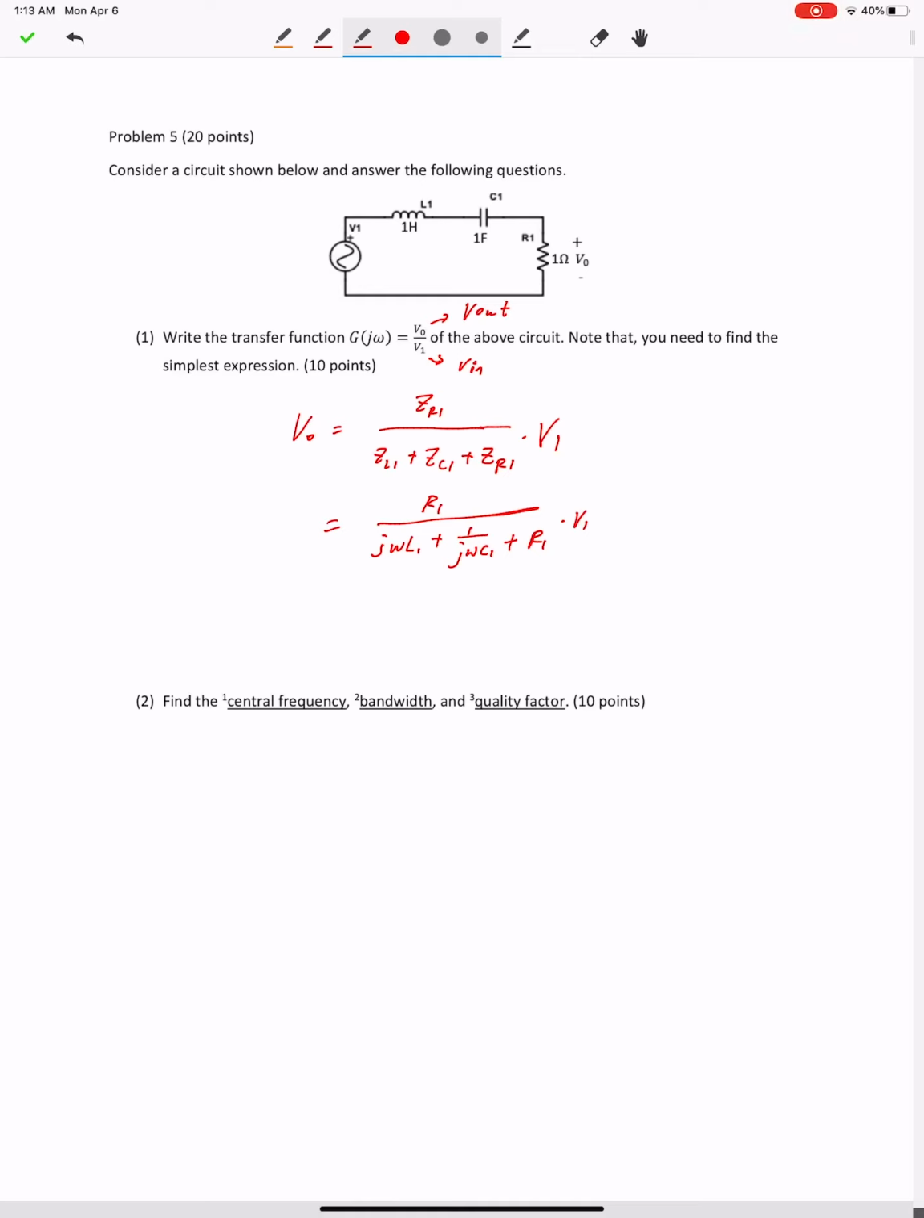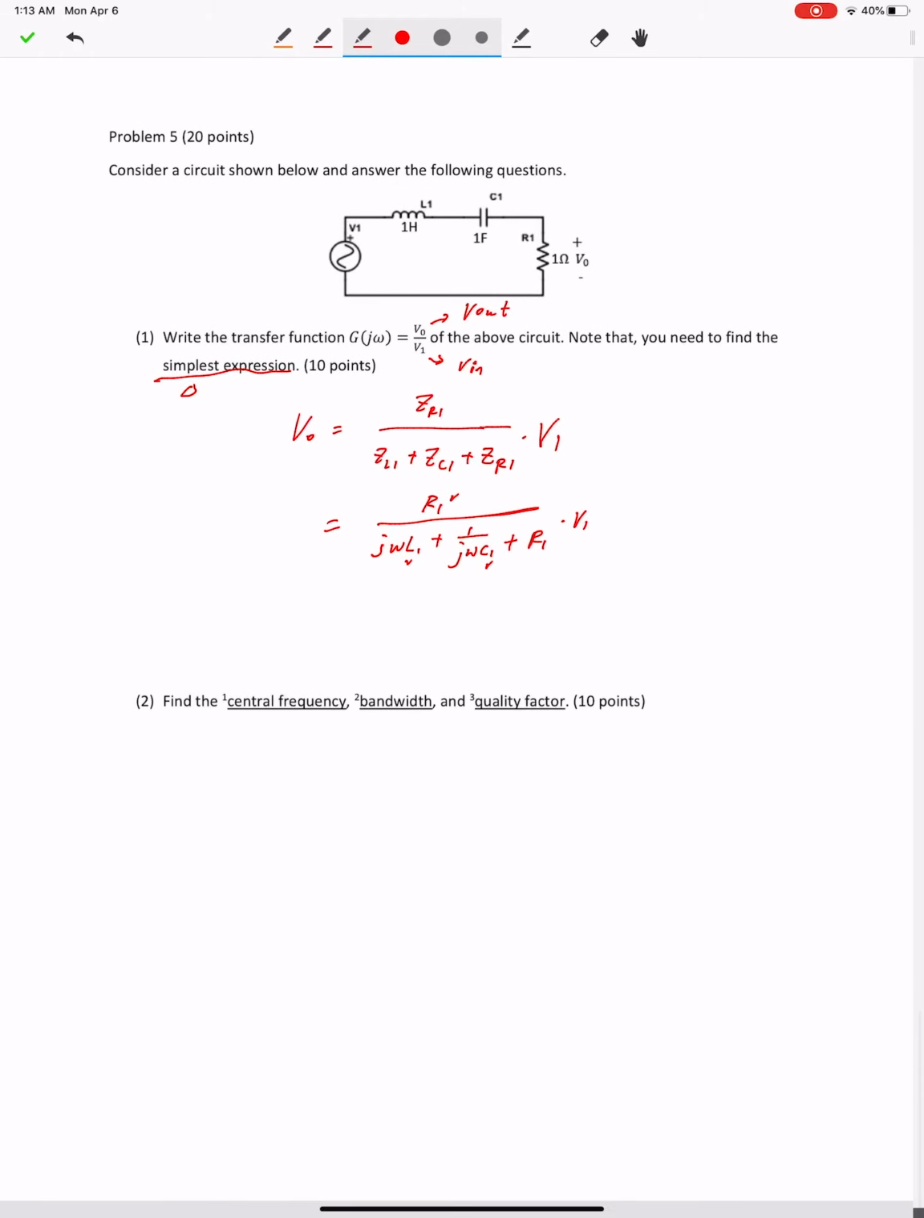And you know the value for R1, and you also know the values for L1 and C1. You just need to plug in these values and then simplify the expression. The question asks you to find the simplest expression, so try to simplify it until you can't simplify anymore, okay?